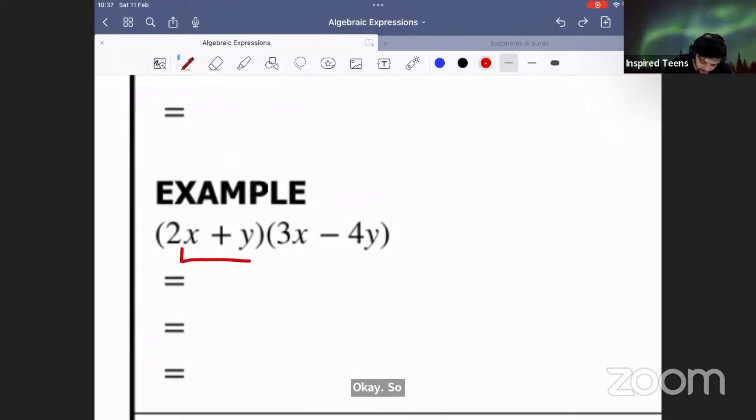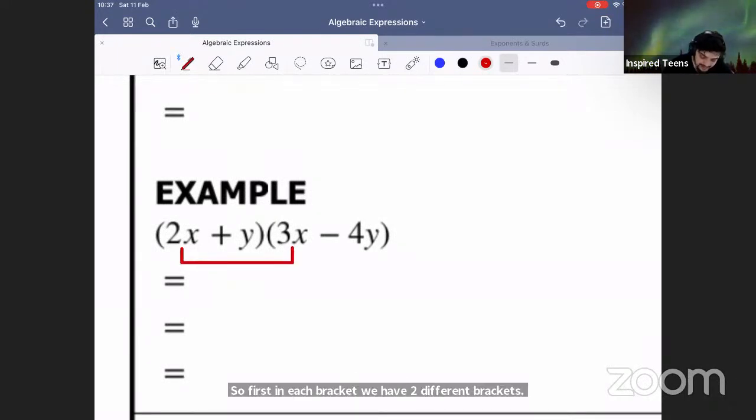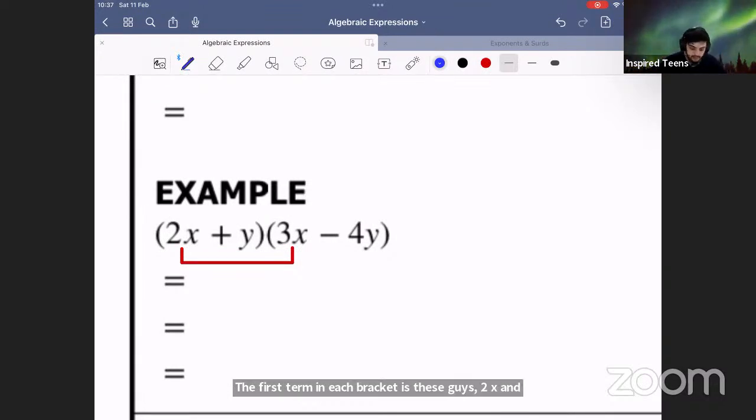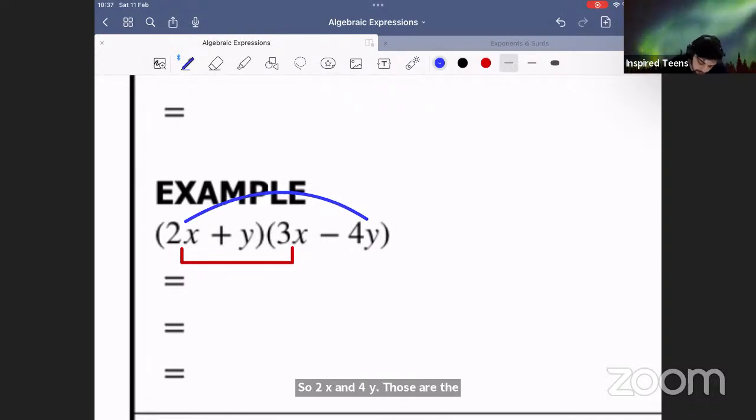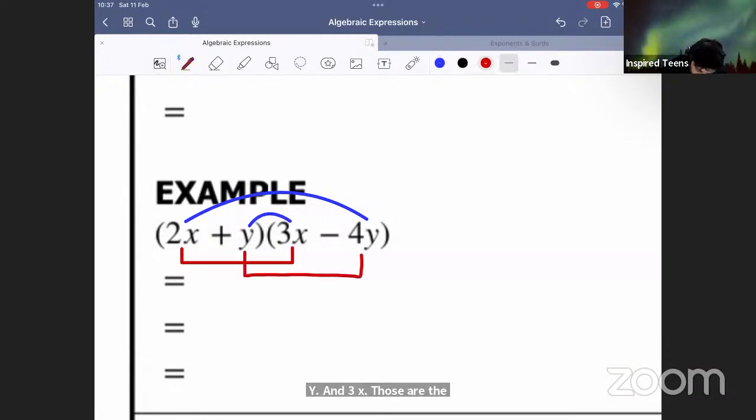The first term in each bracket is these guys, 2x and 3x. Outer is the outer ones, the ones on the outside. So 2x and 4y, those are the outer ones. Inner, y and 3x, those are the inner terms. Last in each bracket, y and negative 4y are the last terms.